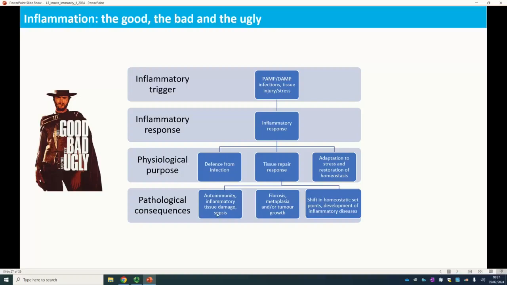But there are various pathological consequences. We have autoimmunity as one of them. We have autoinflammation, so we have inflammatory tissue damage and sepsis. If you have inflammation that's out of control, you can get this cycling of damage and repair. And if you're getting damage and repair, you can get a build-up of fibrosis. So it's essentially a bit like scar tissue.